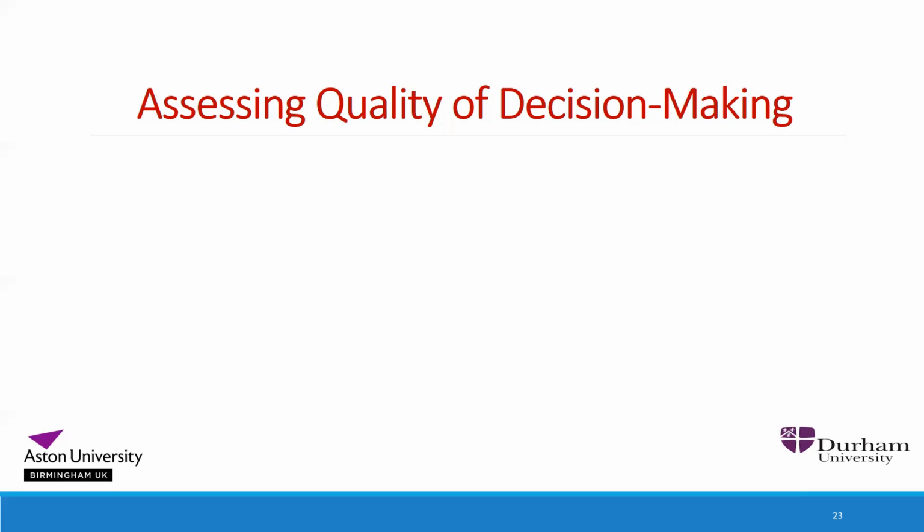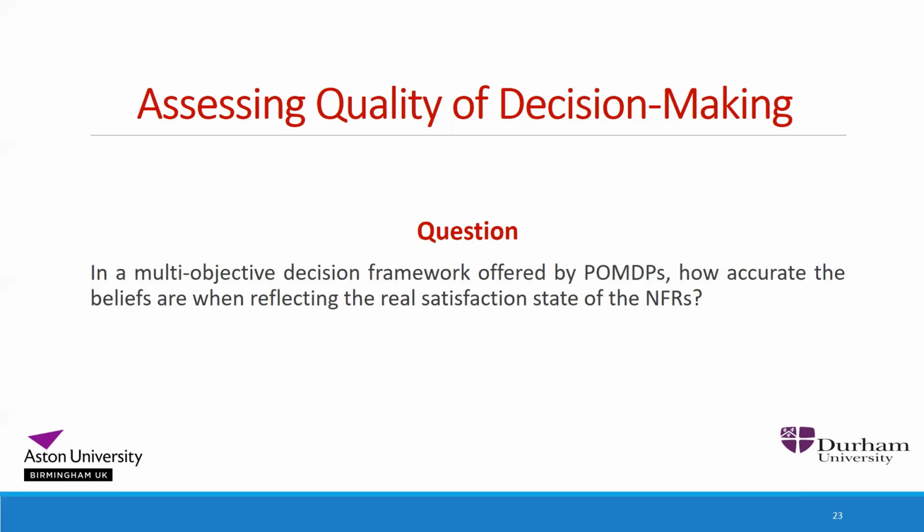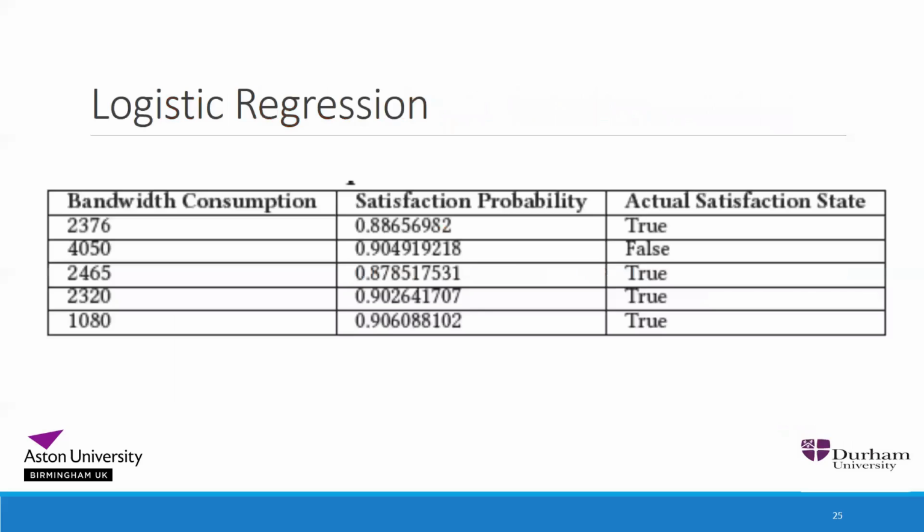of non-functional requirements. So the question here is, in a multi-objective decision framework offered by POMDPs, on a multi-reward POMDP, how accurate are the beliefs when reflecting the real satisfaction state of the non-functional requirement? For this purpose, we used logistic regression to perform a binary classification, in order to assess, when both the network parameters such as bandwidth consumption and the belief satisfaction probability are considered, to what extent do these two values represent the actual satisfaction state?